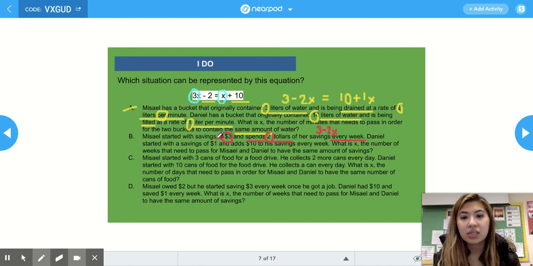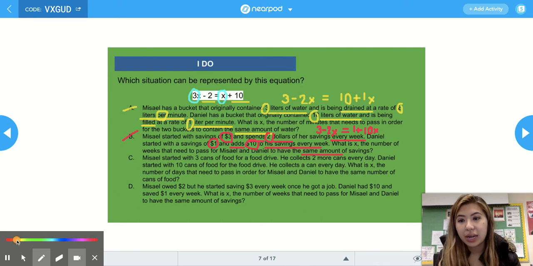Daniel started with savings of $1 and adds $10 to his savings every week. So 1 is the constant, 10 is the slope or the coefficient. X is the number of weeks that pass. What is X, the number of weeks that need to pass for Misael and Daniel to have the same amount of savings? So we have 3 minus 2x, which is not the same thing as 3x minus 2. So it's not going to be answer choice B. Also, in this case, we have 1 plus 10x, not 1x plus 10.